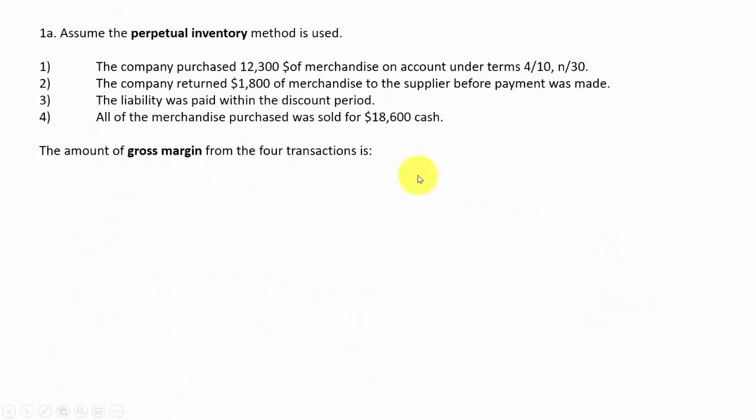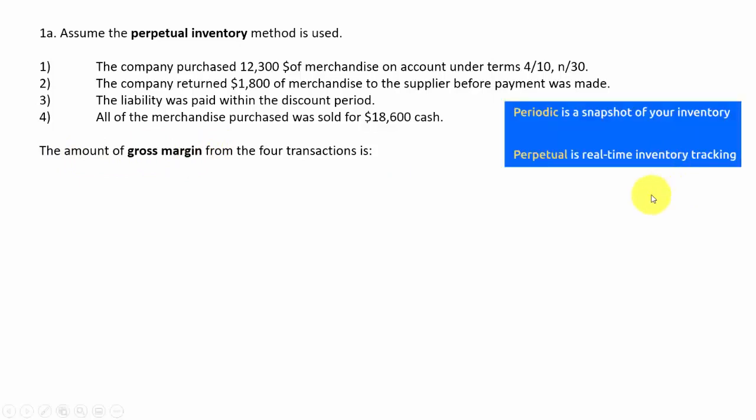Okay, first question. Assume the perpetual inventory method is used, and they give you these transactions, and they want to know what is the amount of gross margin from the 4 transactions. Well, the first thing you need to know is what is a perpetual inventory system. A perpetual inventory system differs from a periodic inventory system, since the periodic inventory system is just a snapshot of your inventory at one point in time. It really doesn't tell you much until you get to the end of a month or end of an accounting period.